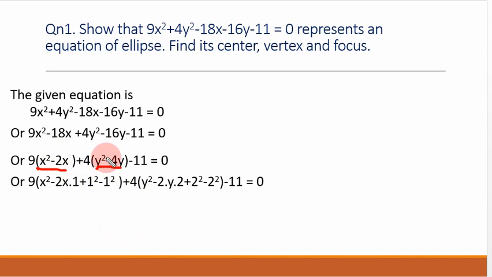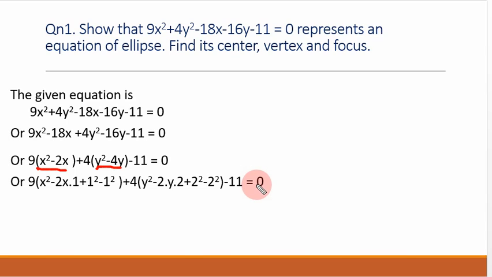Similarly, in y square minus 4y, we do y square minus 2ab. b is 2, so we add plus 2 square, that is b square. And we have added 2 square, so we subtract 2 square. And the constant remains same.